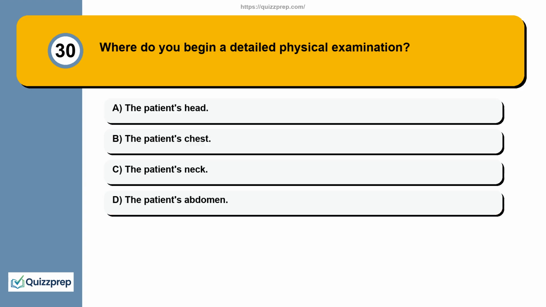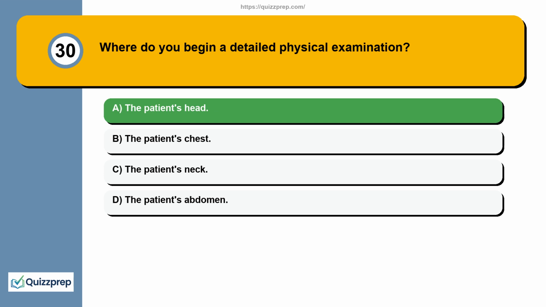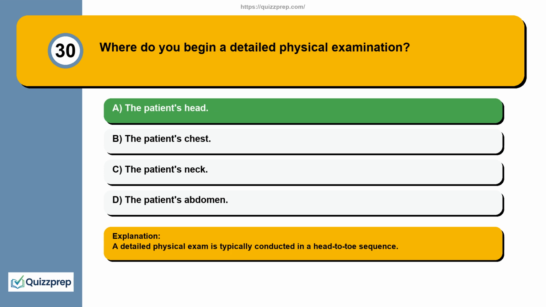Question 30. Where do you begin a detailed physical examination? The patient's head, the patient's chest, the patient's neck, the patient's abdomen. A detailed physical exam is typically conducted in a head-to-toe sequence.